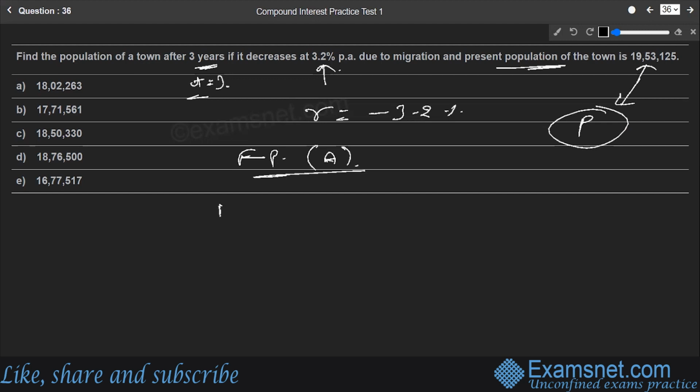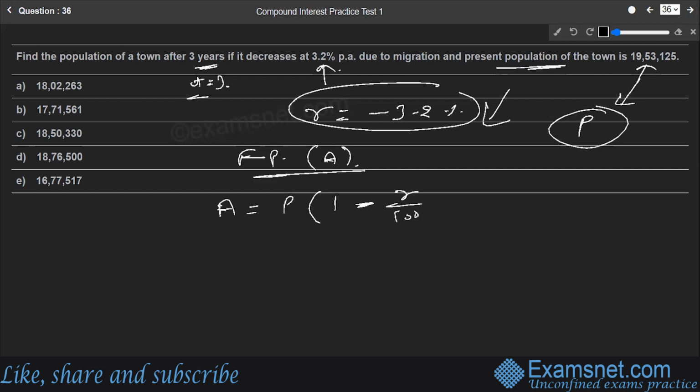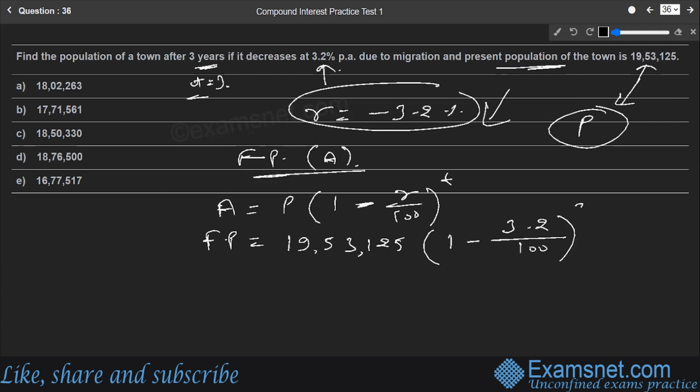So we can have the final formula, that is of compound interest only, P times 1 minus, because the rate percent is a depreciation percent. Okay, there has been a decrease, so the rate value has to be taken in minus. So that's why we are supposed to take minus here in place of the plus. 1 minus R over 100 to the power T. This is what we're going to use. So the final population will be nothing but the amount value. Present population is 19,53,125 multiplied by 1 minus the rate value 3.2 over 100 to the power the time value. The time value is given as 3 years.